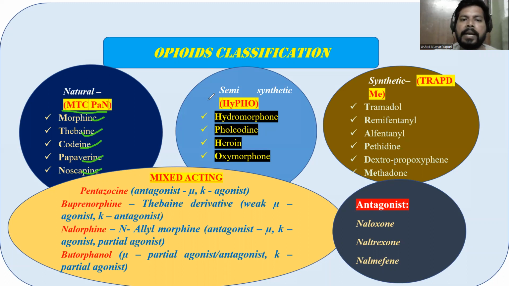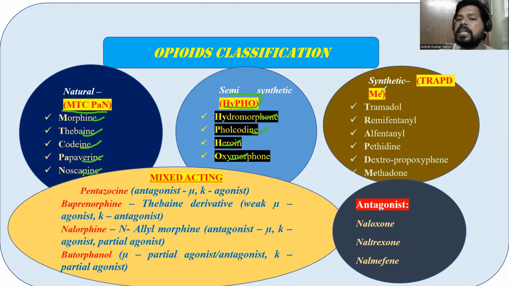Next, the semi-synthetic category. The mnemonic is hip hop. Like for example, H, hydromorphone; P, pholcodine; H, heroin; O, oxymorphone. So these are the semi-synthetic category of drugs.